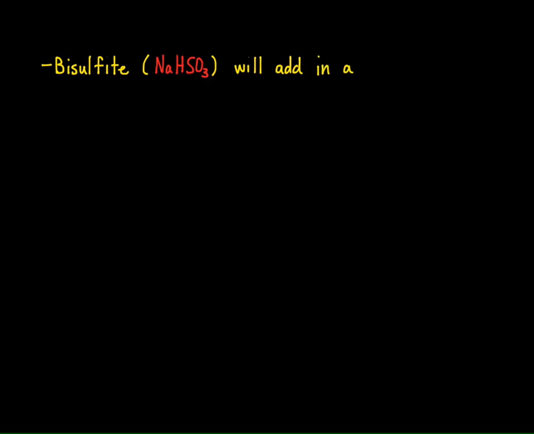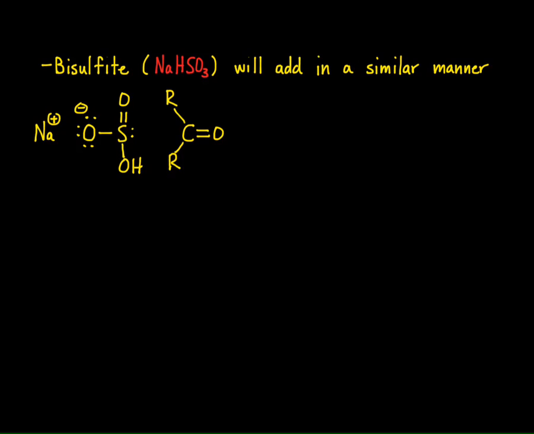Bisulfite, which generally is in the form of sodium bisulfite or potassium bisulfite, so sodium bisulfite, NaHSO3, adds in a very similar manner to that of cyanide. So here I have the Lewis structure of the sodium bisulfite, and the bisulfite anion has a pair of electrons on the sulfur. And so it will react with the carbonyl through the sulfur. So you're creating a carbon-sulfur bond. It does this with the help of that negatively charged oxygen.